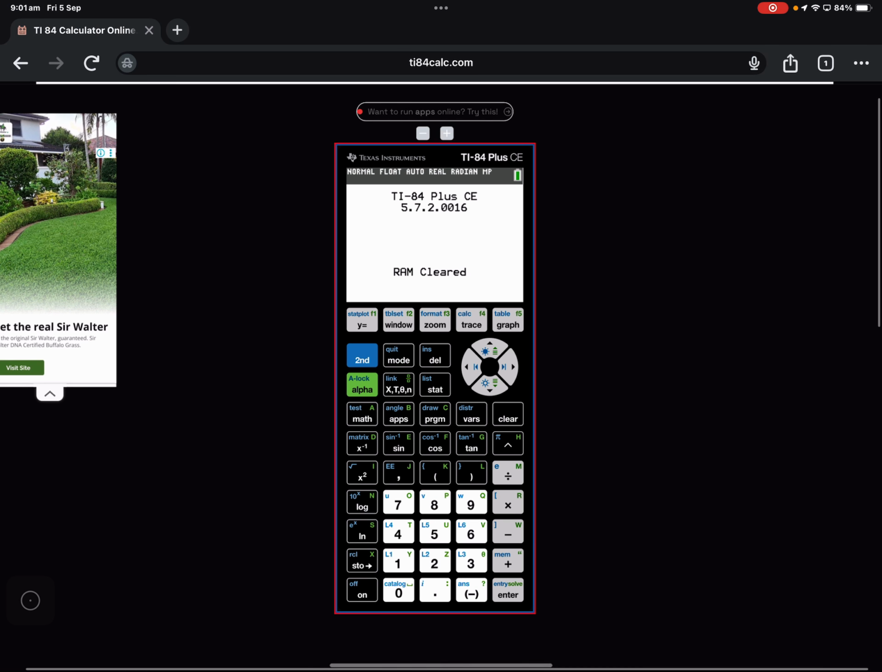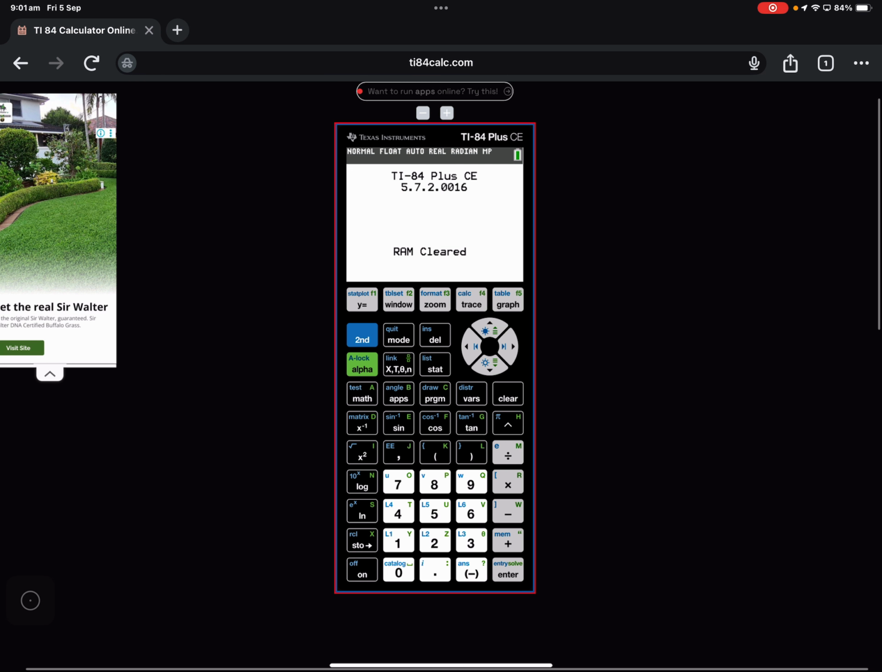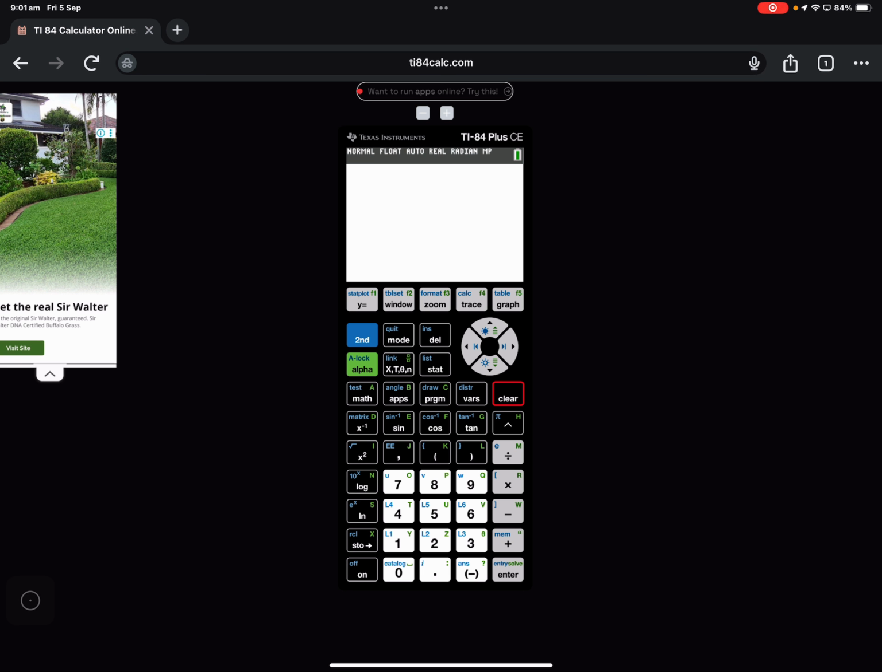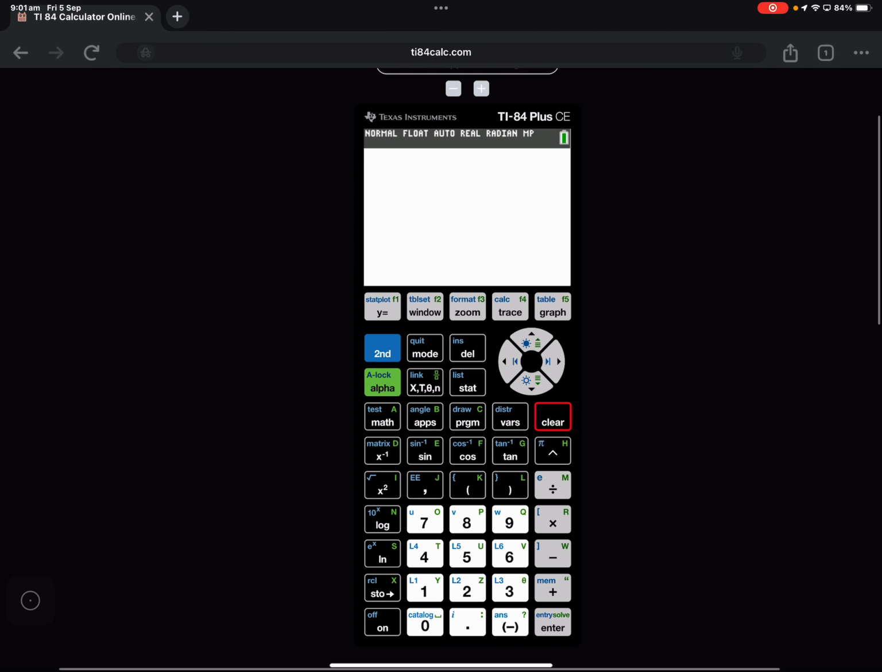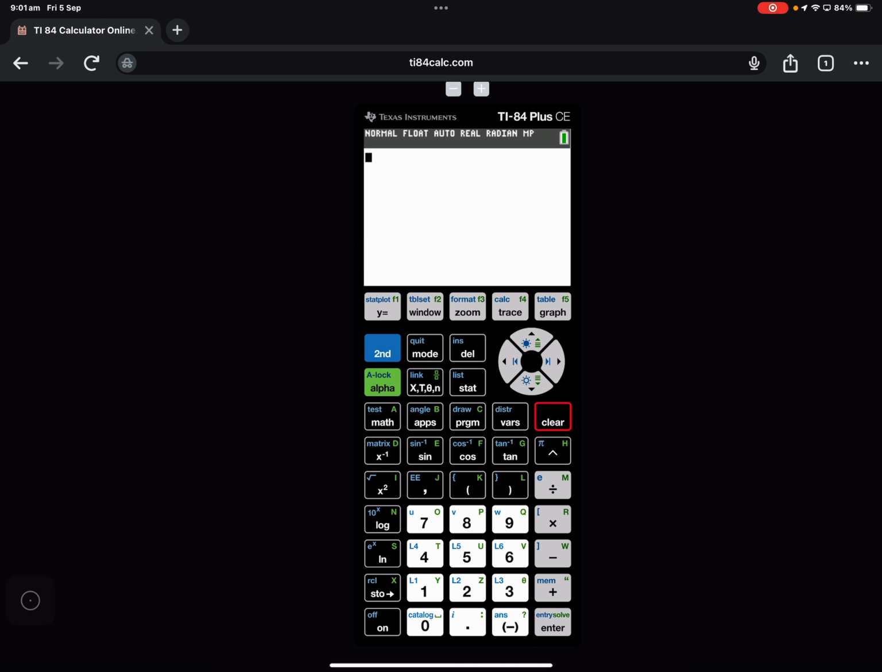So this has just been turned on. If you want to get to the calculator part, can you press the clear button, please? The clear button under the arrows. Press that. So your graphics calculator is more complicated than a normal calculator because it's got a bunch of apps to it.